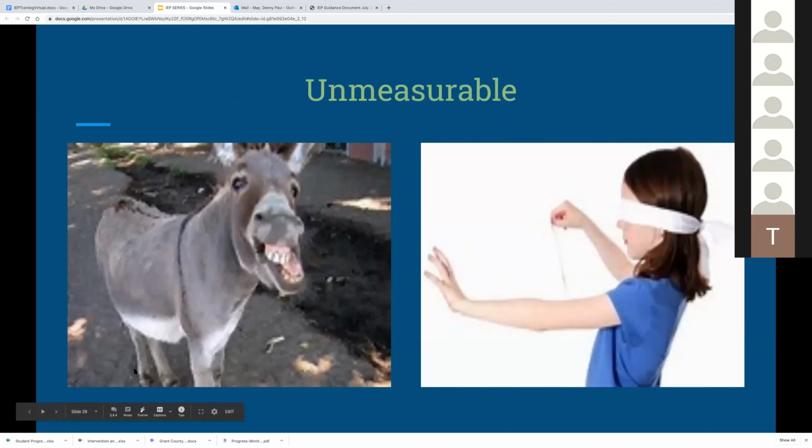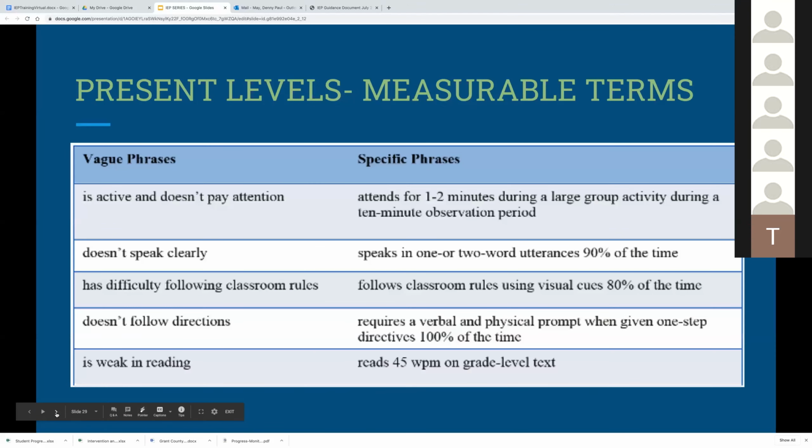It's kind of like when we write statements that are not measurable, it's like blindfolded pinning the tail on the donkey. It's unmeasurable. If it's unmeasurable, then you're going to have unmeasurable goals. You cannot write present levels and then have measurable goals. That make any sense?